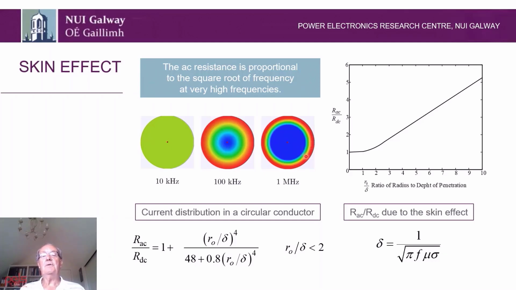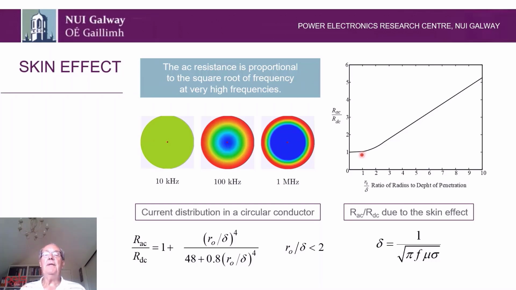So at 1 megahertz, you can see that the skin depth here is a lot smaller than the radius of the conductor. Now, the good thing is we can analyze this analytically, and in actual fact, we can plot the results. So here we have the AC resistance divided by the DC resistance. Now, you can see that if I take the ratio of the radius of the conductor to the skin depth, then when that ratio is equal to 1, effectively the AC resistance and the DC resistance are roughly the same.